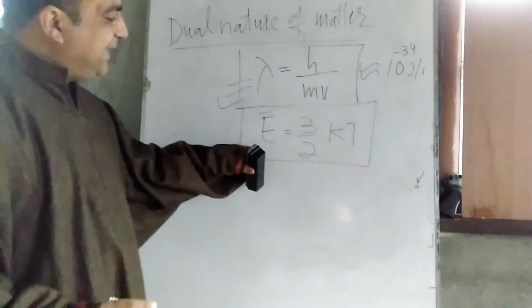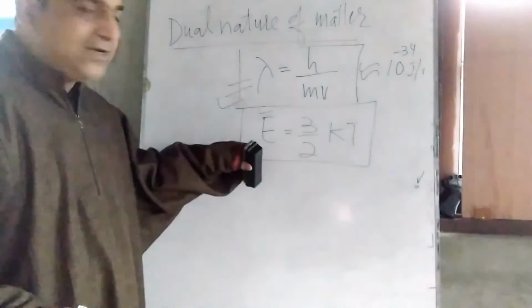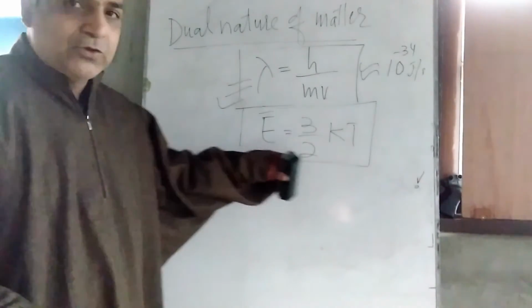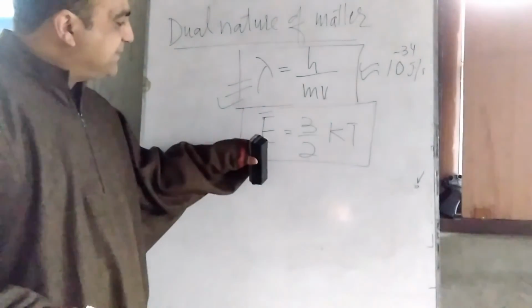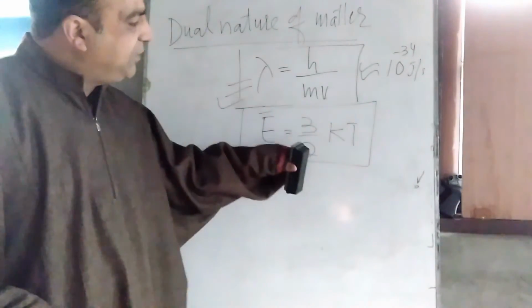So this E is the average energy. This is the classical average energy. It has a dependence on the Boltzmann constant and the temperature. In this case, this average energy is 3 by 2 kT.